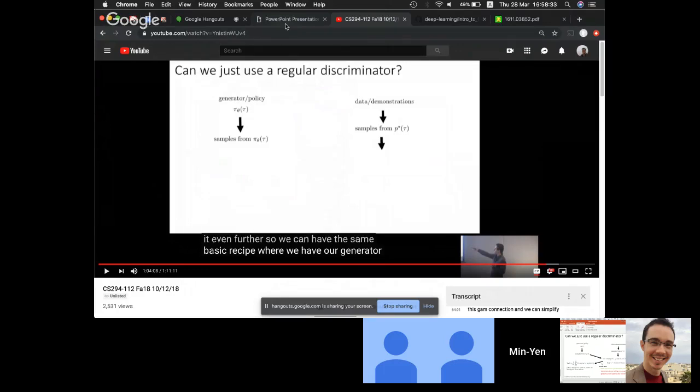So this is where, if we throw away the discriminator definition we just talked about, what happens if we use the traditional binary classifier as the discriminator? It can copy the policy, but not the reward function. It can generalize, but it cannot be optimized to the reward.